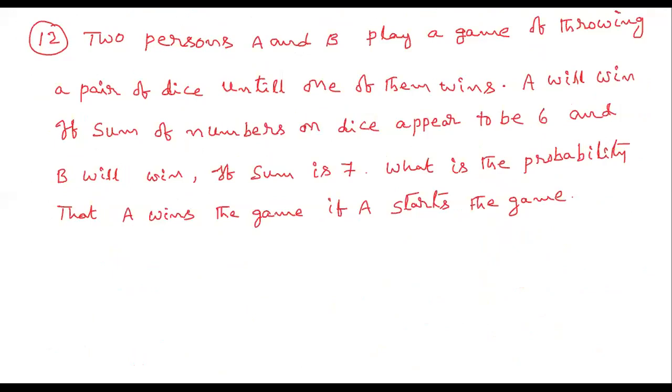Two persons, A and B, play a game of throwing a pair of dice until one of them wins. A will win if the sum of numbers on the dice appears to be 6, and B will win if the sum is 7. Okay, now when A will win, the sum of the points is 6. Now 6 means how many points do we get?